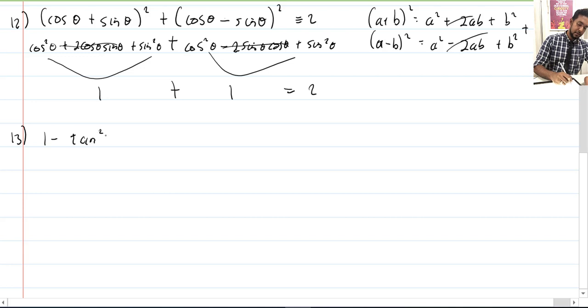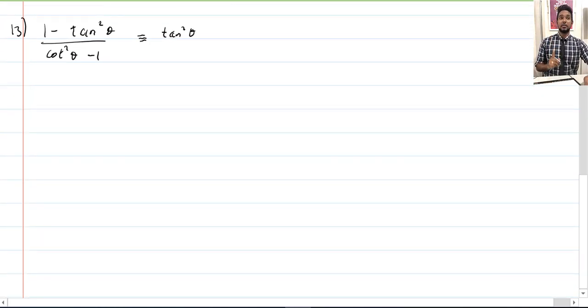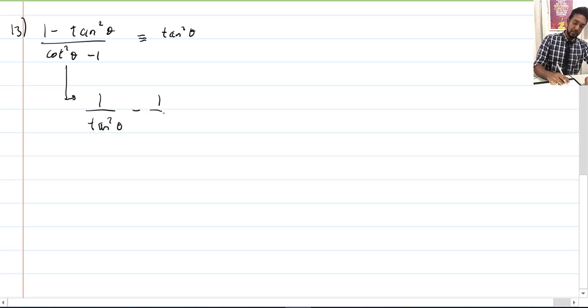Aha! 1 minus tan squared theta over cot squared theta minus 1 identical to tan squared theta. So you may wonder, how does this boil down? The trick here is to actually work with the denominator first, instead of trying to simplify the numerator using sine squared over cos squared. So check this: cot squared theta is the same as 1 over tan squared, agreed? Minus 1. So let's see if we could simplify some fractions there. Common denominator here will give us what? Tan squared.